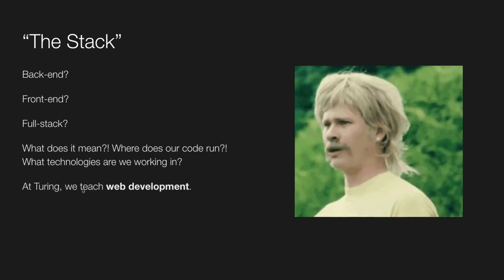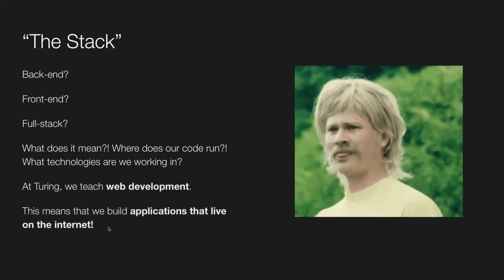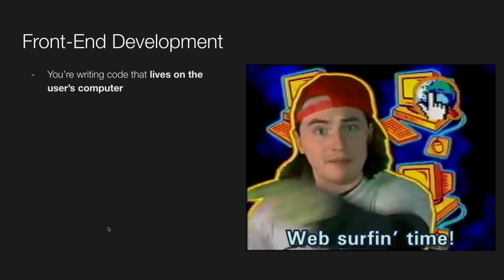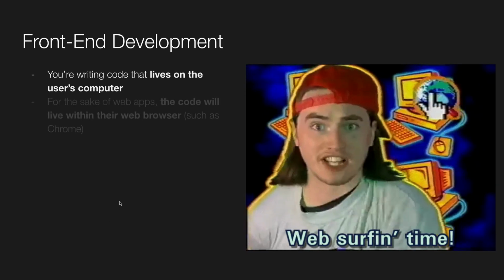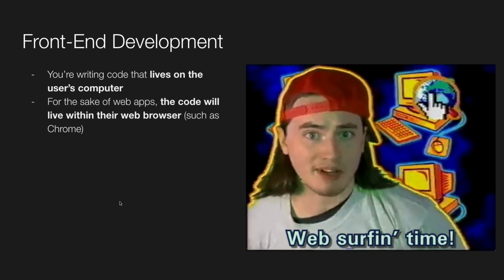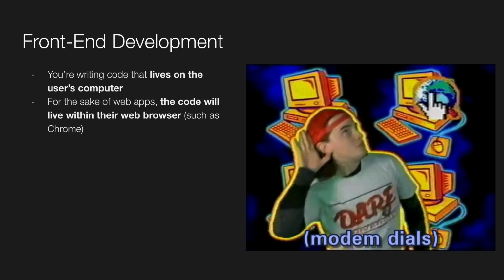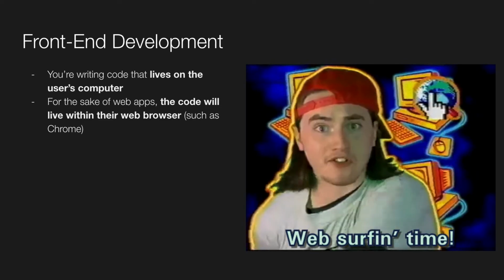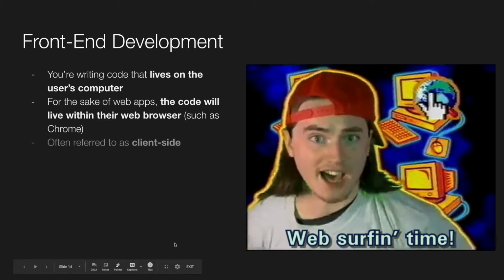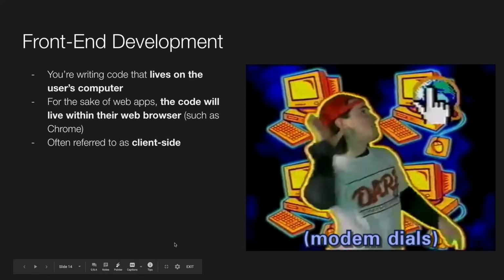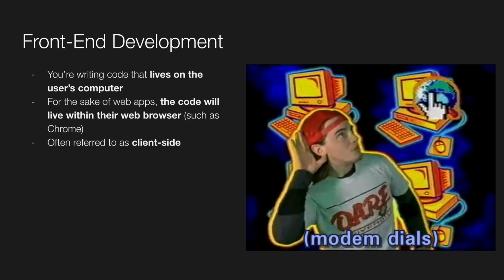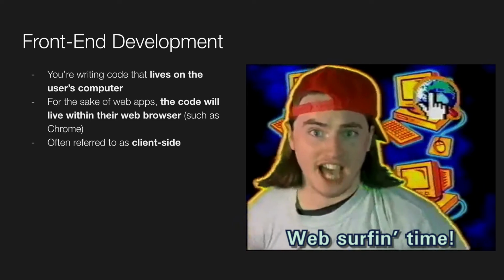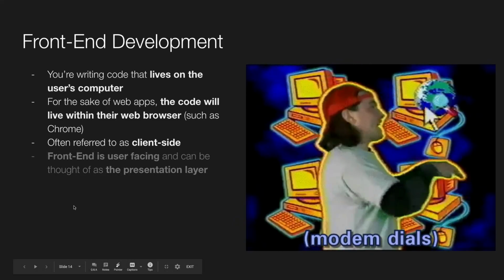At Turing specifically, we teach web development, and this means that we build applications that live on the internet. When we think about front-end development, we're writing code that lives on a user's computer. For the sake of web applications itself, this code will live within a user's web browser, such as Chrome, Firefox, Safari, maybe Netscape if you're super old school. But oftentimes, front-end development is referred to as client-side. A client is another term for a user's computer or machine. So since we're writing code that lives on a user's computer, that's why we refer to it as client-side.